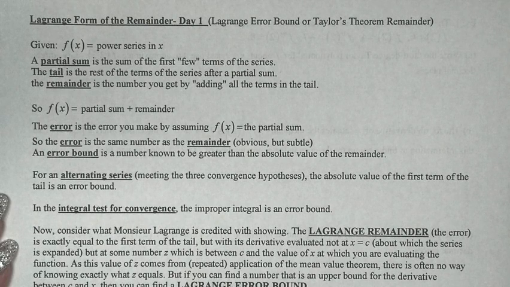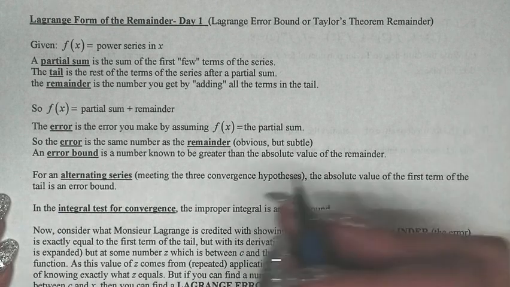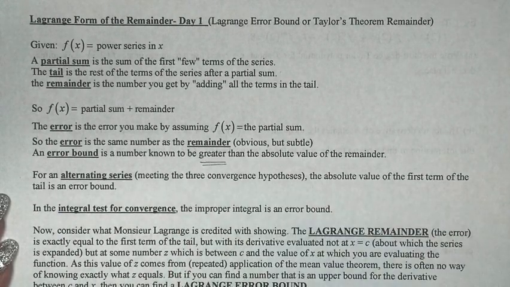What we're going to learn today also is that the error is the error you make by assuming f of x is equal to the partial sum. So the error is going to be the same number as the remainder. Okay, an error bound is a number known to be greater, please note, greater than the absolute value of the remainder.